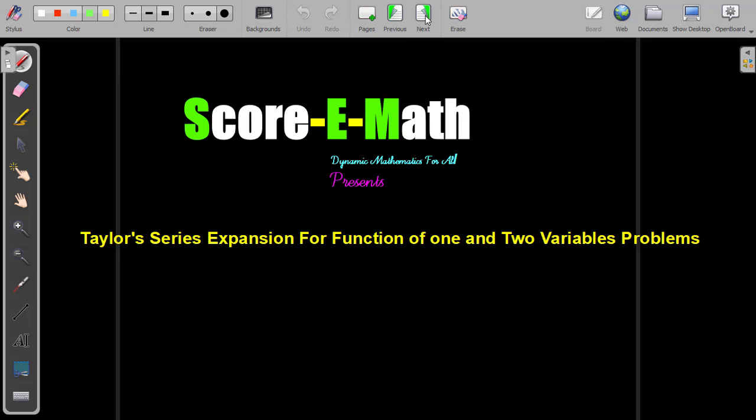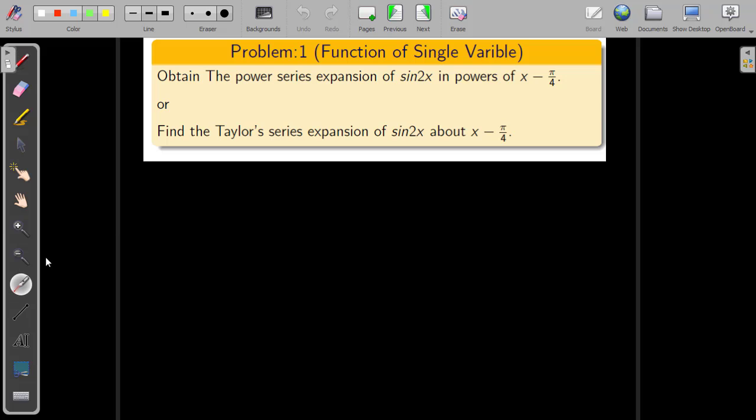Let's get started. The question may ask like this. It's a function of single variable problem. If you observe here: obtain the power series expansion of sine 2x in powers of x minus pi by 4. Or he may ask like this: find the Taylor series expansion of sine 2x about x minus pi by 4, or around x minus pi by 4.